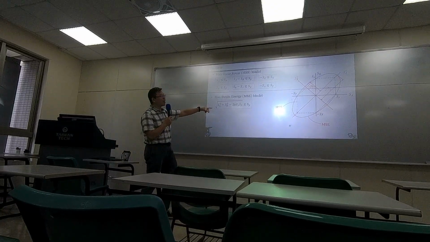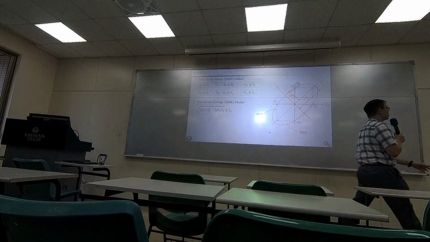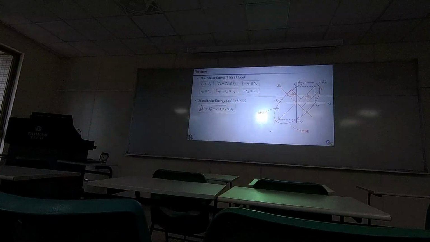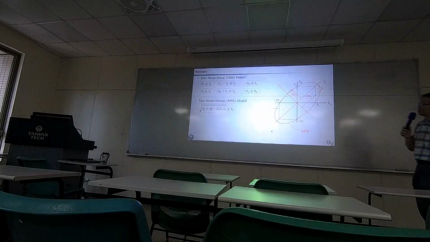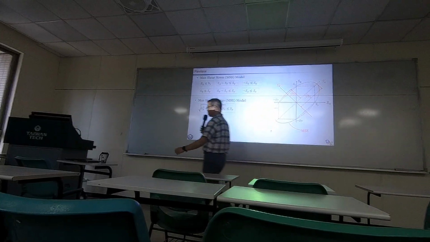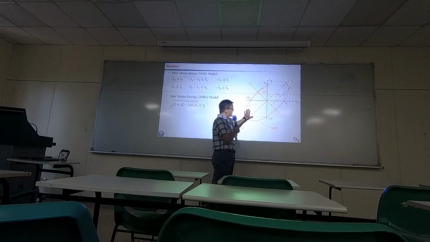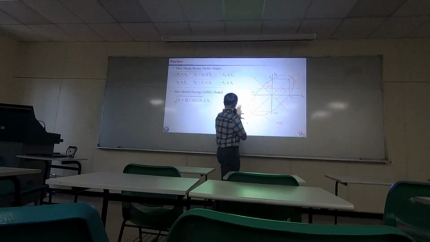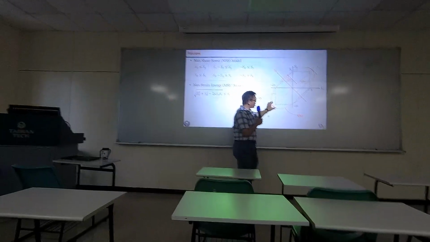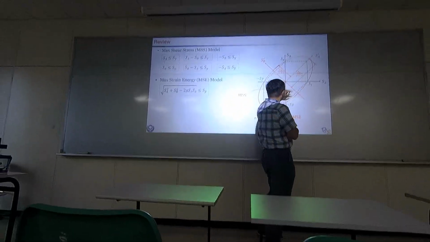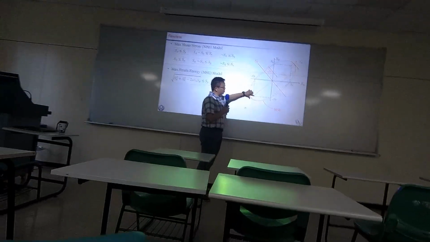So this is what we have learned last time. We have the maximum strain energy model and the maximum shear stress model. The shear stress model is the smallest one, more conservative. The strain energy model is the largest one. It depends on your Poisson's ratio. Different Poisson's ratios give you different margins.